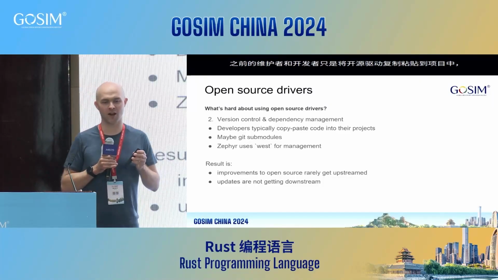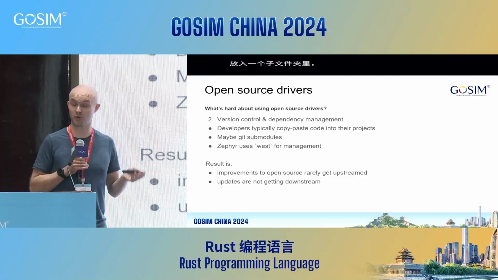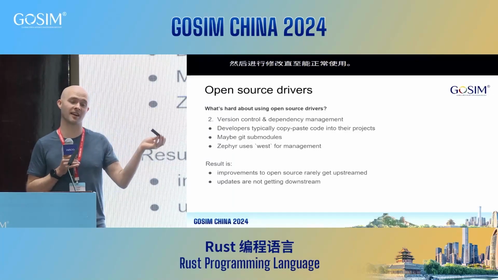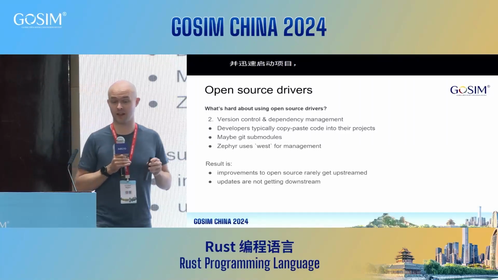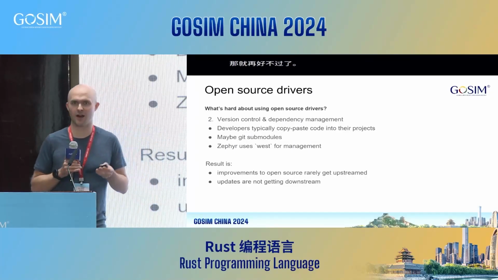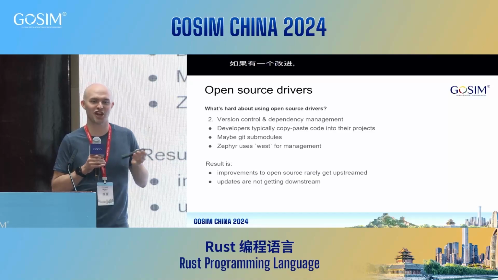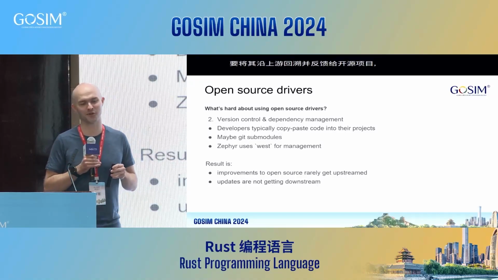It's really hard to then, if you have an improvement, say, upstream it back to the open source project, or the other way around. If the open source project has an update, how do you get it back into your changed monstrosity in your root folder?